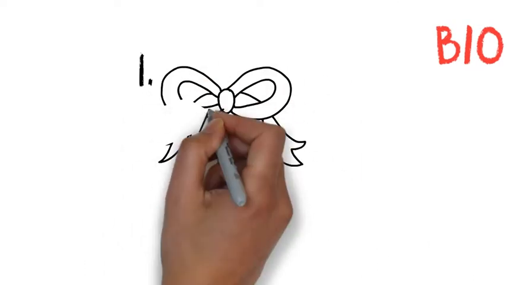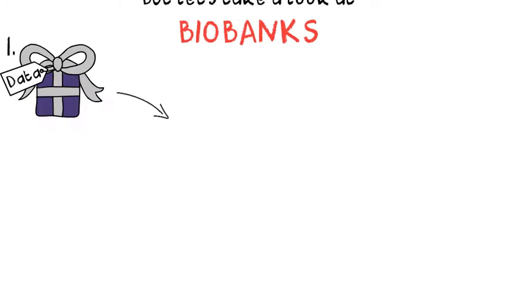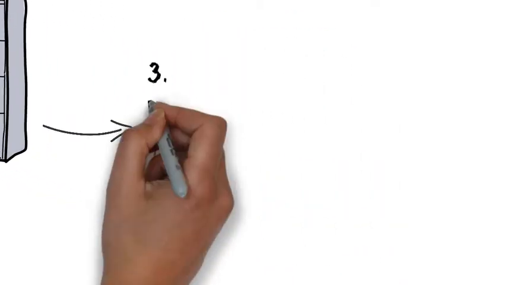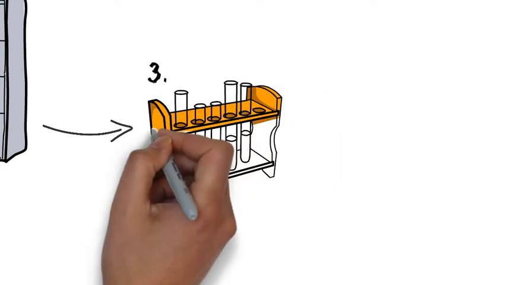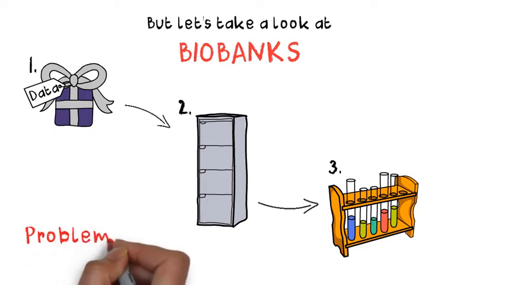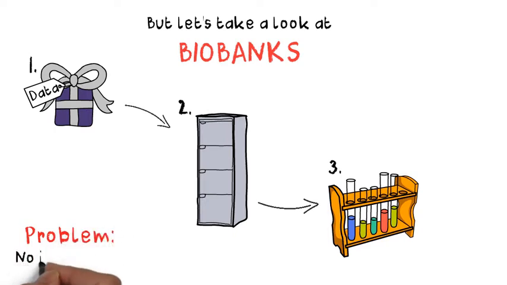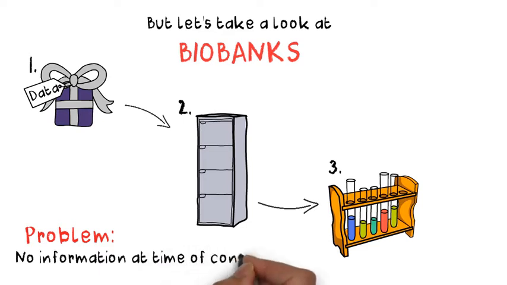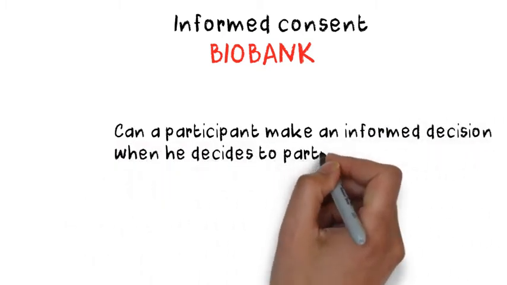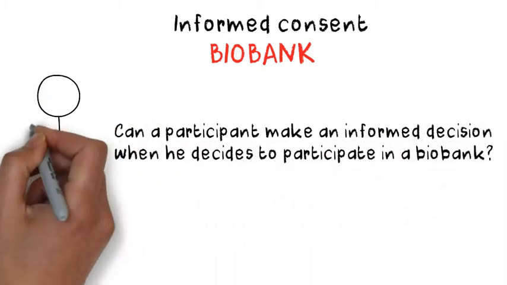In biobanks, participants donate a lot of personal data. All this information is stored somewhere, and researchers can request to use it for specific studies. This can be a problem for informed consent. Officially, a participant has to know exactly what a researcher wants to study before giving their consent. But in biobank research, the specific studies are unknown at the time of data collection. Can a participant then still make an informed decision if he decides to participate?